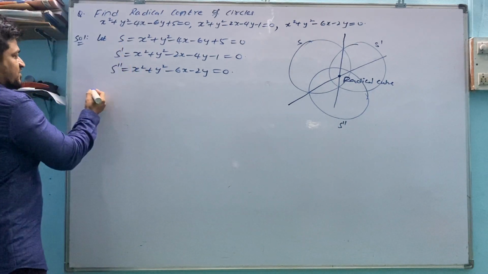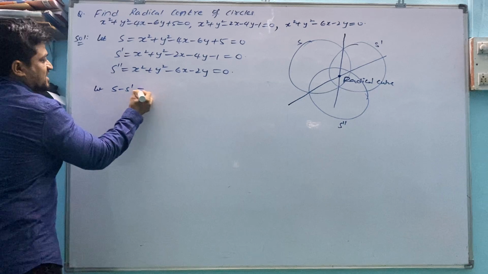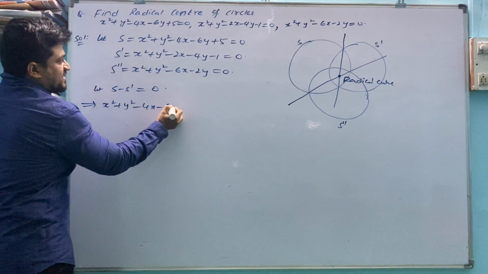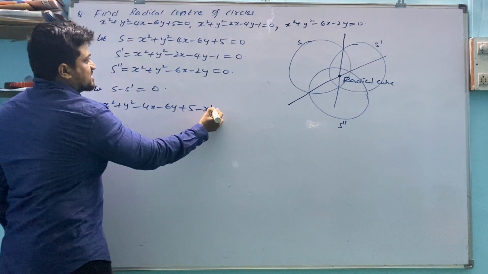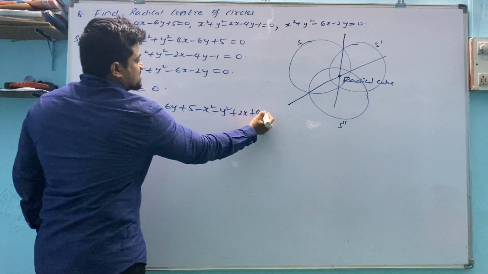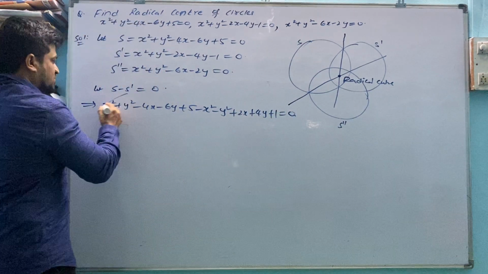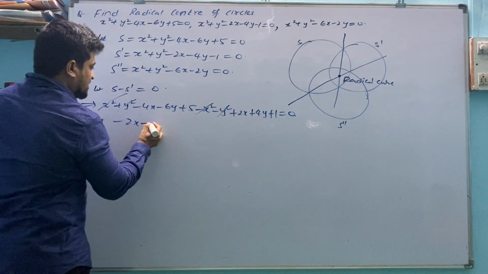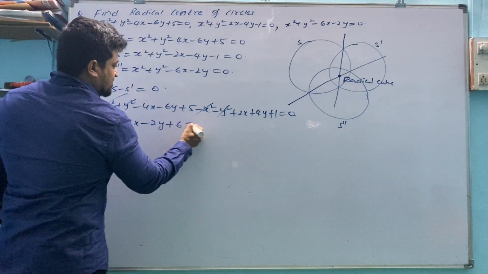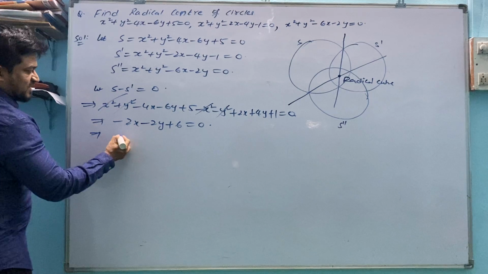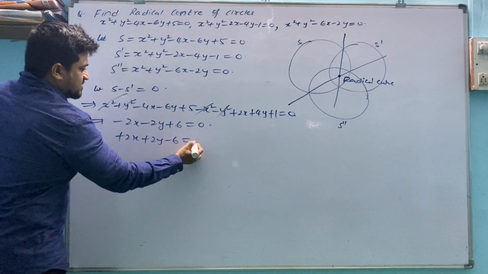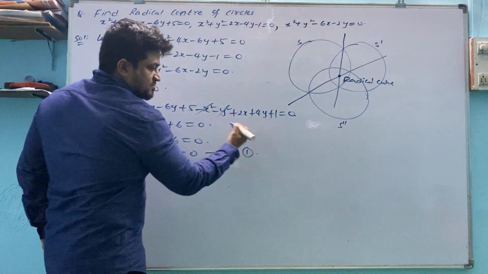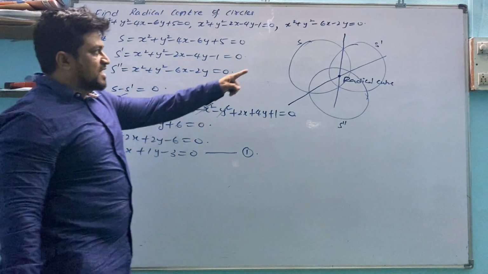So what we have to find from this one? Let S minus S dash equal to 0. x square plus y square minus 4x minus 6y plus 5 minus x square minus y square plus 2x plus 4y plus 1 is equal to 0. So this is minus 4x plus 2x, minus 6y plus 4y, plus 5 plus 1, equals 0. Multiply with a minus sign, or you can leave it, or divide by 2 also you can do. This is equation 1. This is S minus S dash, the radical axis we got.